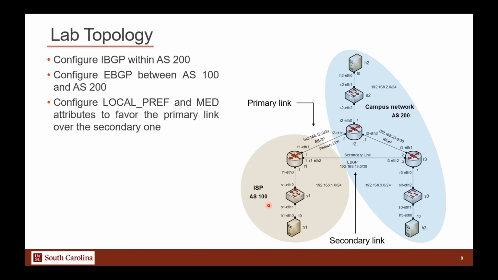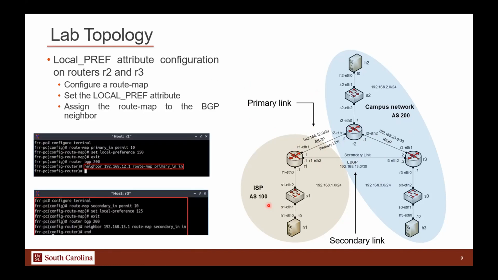So to do that, we'll configure the local preference and the MED attributes. And this is just a brief configuration that I will go into details in the lab. For configuring the local preference attribute on R2 and R3, you will establish a route map, you will set the local preference, and you will attach it to a BGP neighbor. And similarly, you repeat the same local preference configuration on R3 with modifying the local preference value to be lower, because you need the primary link to be the one that will be used by default.